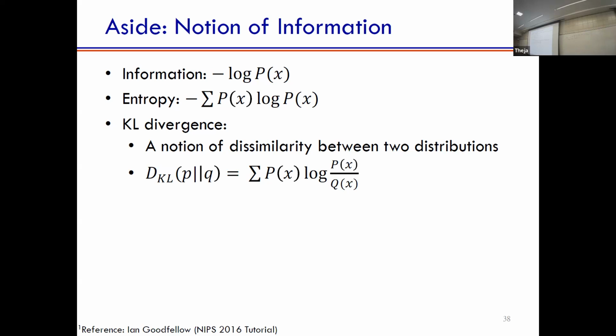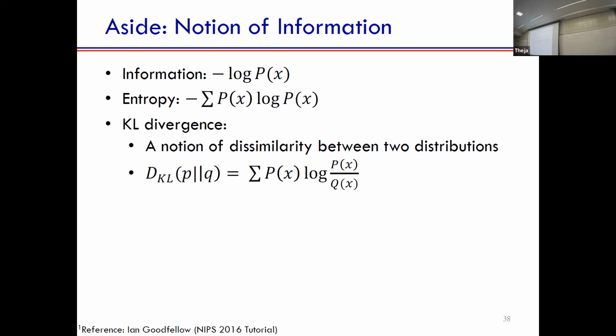If P and Q are exactly the same, then the KL divergence is going to be 0, because log of 1 is 0. If P and Q are different, then this term is going to be a large positive number.